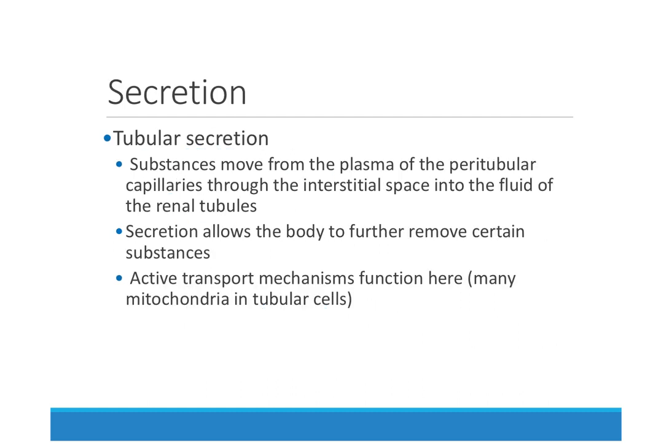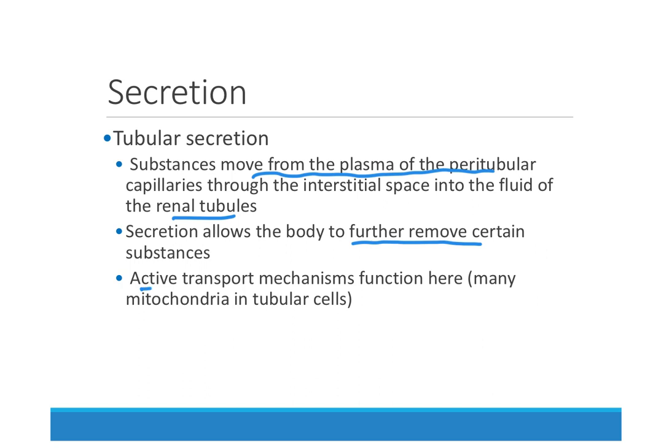Secretion goes the other way. In secretion, substances move from the peritubular capillary, so from the plasma in the blood, through the interstitial space between cells into the renal tubules. Secretion then allows your body to further remove certain substances. It didn't get them all out. Perhaps when the filtrate happened, we want to get rid of some more, a higher concentration of a particular substance, and so that allows it to happen through secretion.